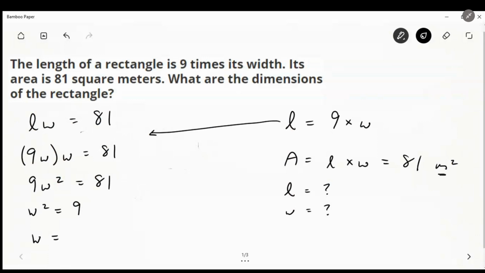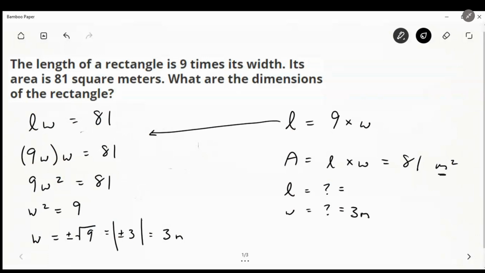And we take the square root of both sides. So W equals plus or minus the square root of 9, or plus or minus 3. And since W is a length, and you can't have negative lengths, then we're going to just say it's the absolute value of this, which means it's only the positive answer. So W is 3 meters. So we could write that in our answer.